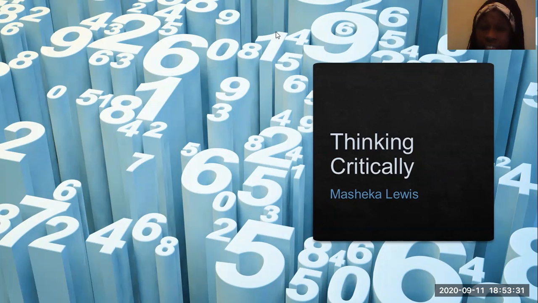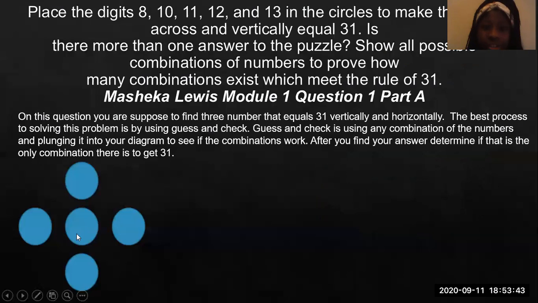I need my annotated. There you go. Okay, so let's start with the first question. The first question of module 1, part A, is: place the digits 8, 10, 11, 12, and 13 in the circles to make the rule of 31. What is the rule of 31? The rule of 31 is having it equal 31 vertically and across.